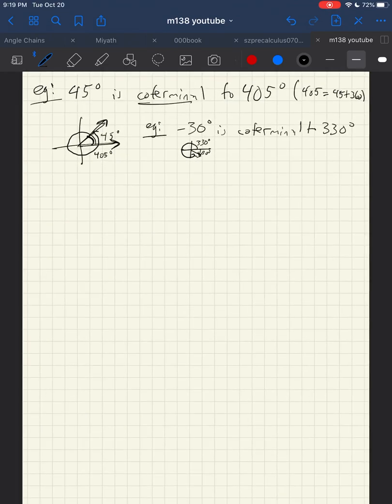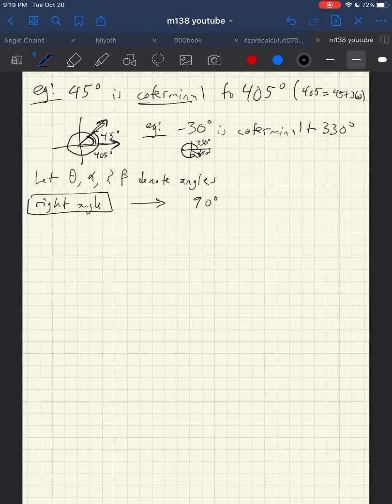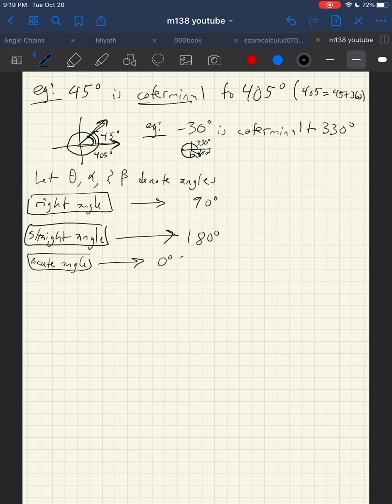What I want to do now is give you a list of types of angles and their definitions. So I'm going to let theta, alpha, and beta denote various angles. And I'm going to define some things. So a right angle is just 90 degrees. A straight angle is 180 degrees. An acute angle is going to be any theta between 0 degrees and 90 degrees exclusive. Then an obtuse angle is going to be anything between 90 degrees and 180 degrees exclusive.